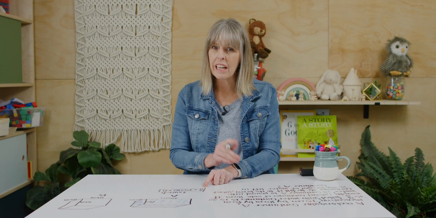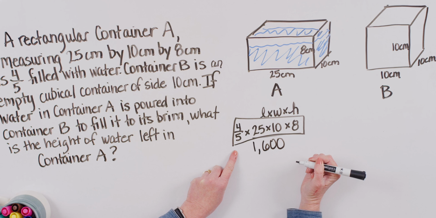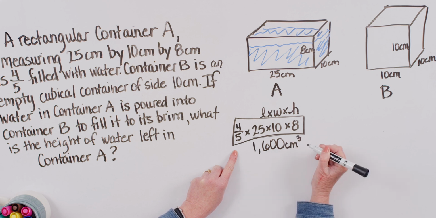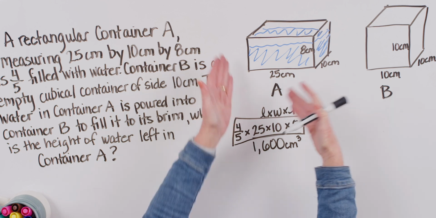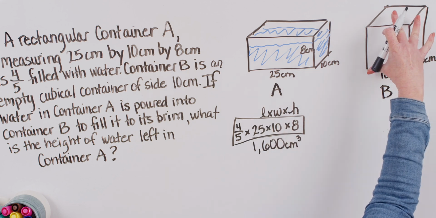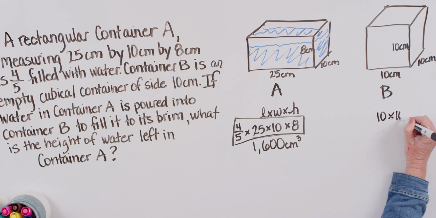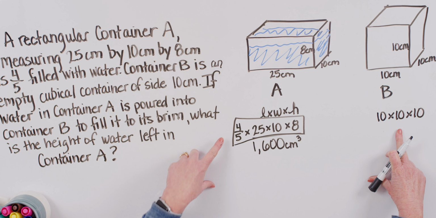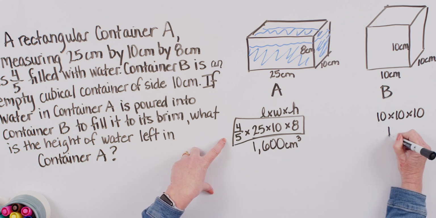Now hopefully you already have an answer, but when you did that, did you get 1,600? And we're talking centimeters cubed, aren't we? Excellent. So we know the volume of the water now. So now we got to pour it into here. It's going to be filled to the brim. So we need to know the full volume of this cube. So to find that, we would do our 10 times 10 times 10. Whew, this is a little bit easier than this one, isn't it? So 10 times 10 times 10 is going to give us 1,000.